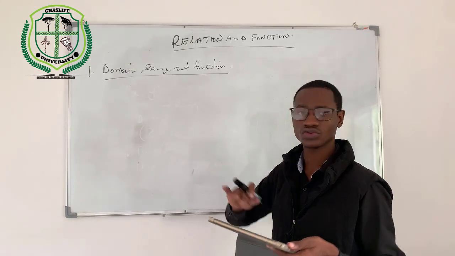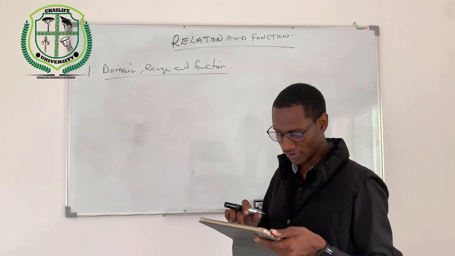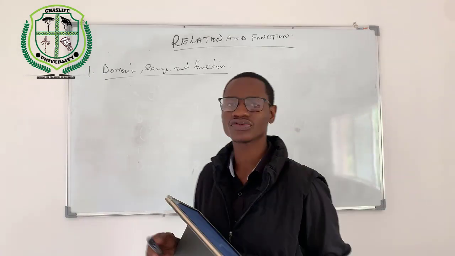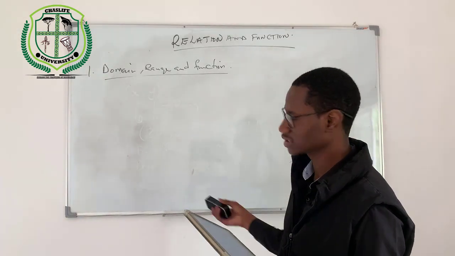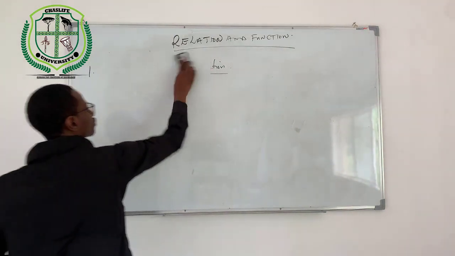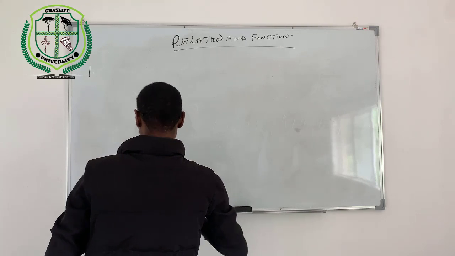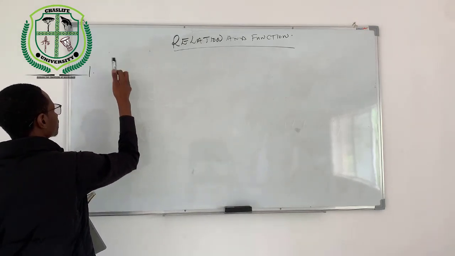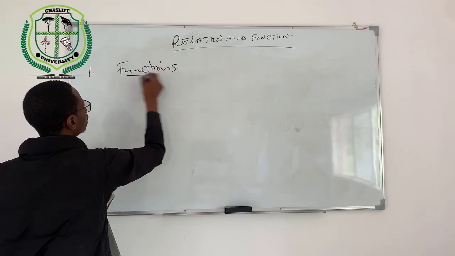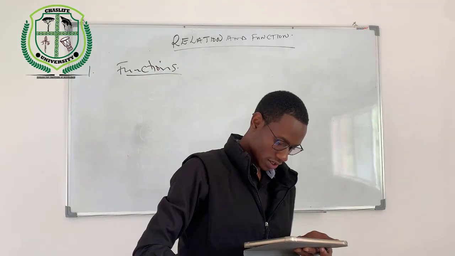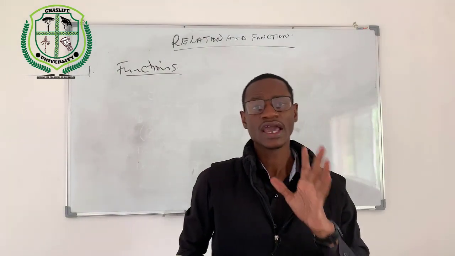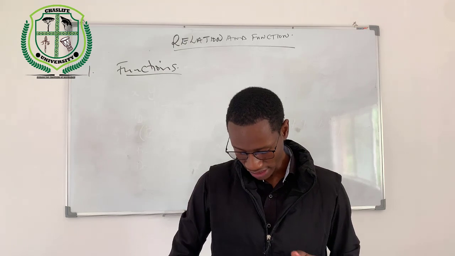Since we've understood what a domain is and what the range is, let's now do the introduction to functions. Let's look at functions. So, what is a function? This is a type of relationship. A function is a type of relation.